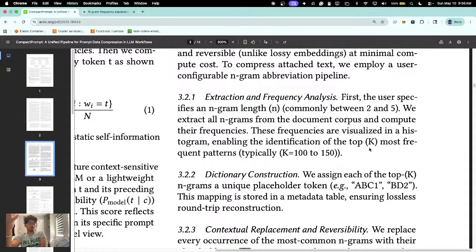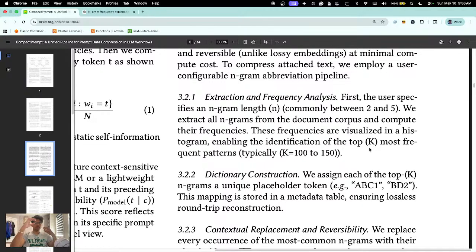And it is commonly between 2 and 5. So I would probably pick the median or the average of that, which is 3, for a happy medium, right? Then we extract all the n-grams from the document corpus. Once we have done that, we are going to compute their frequency within that specific document corpus, now that I'm reading it. So it isn't a global corpus that we are generating.